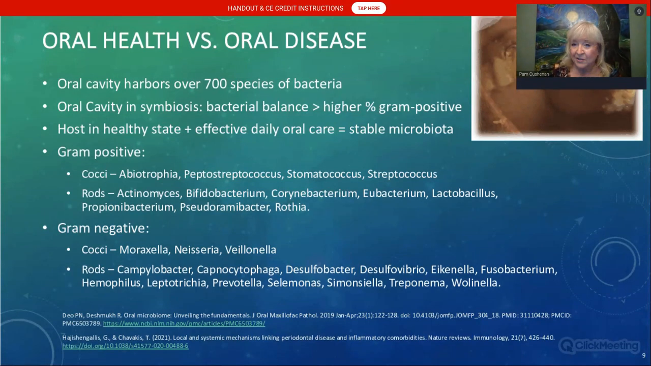So when we consider our oral cavity, it is a bacteria factory. Hello, it's warm, dark, it's moist. So there exist over 700 species of bacteria in the oral cavity. Now, that's okay as long as the oral cavity is being managed in a way that the bacterial level doesn't exceed a healthy level. So when things are in balance, it's called symbiosis.